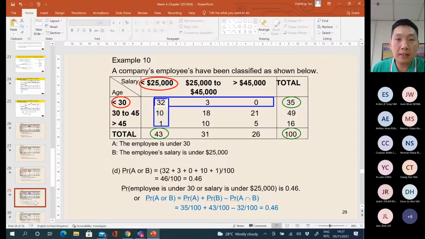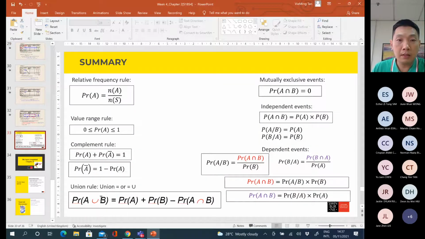Next is A or B. Or means union. If you see the word or, it means union. Union, that means you have to use this formula. This formula is applicable for all of the events, either mutually exclusive, independent, or dependent events. The difference is only the A intersect B part. For mutually exclusive, A intersect B is 0. For independent events, A intersect B is A multiplied by B. For dependent events, it depends on the relationship, so A intersect B can be either this or this. Then once you have this, you substitute to here for the dependent event question in order to get A union B.